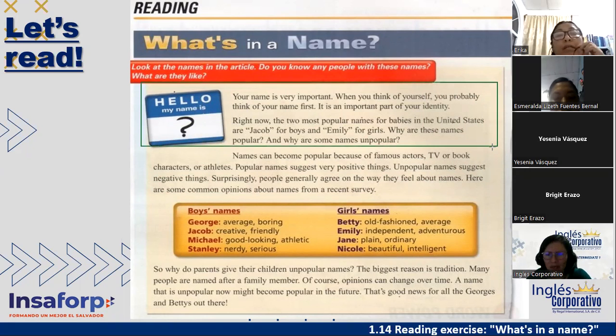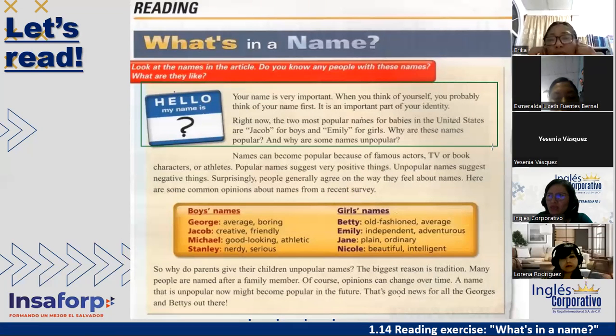So, what's in a name? What's in a name? Look at the names in the article. Do you know any people with these names? What are they like? Erika. ¿Me escuchan? Yes. Your name is very important. When you think on yourself, you probably think of your name first. It is an important part of your identity. Right now, the two most popular names for babies in the United States are Jacob for boys and Emily for girls. Why are these names popular? And why are some names unpopular?